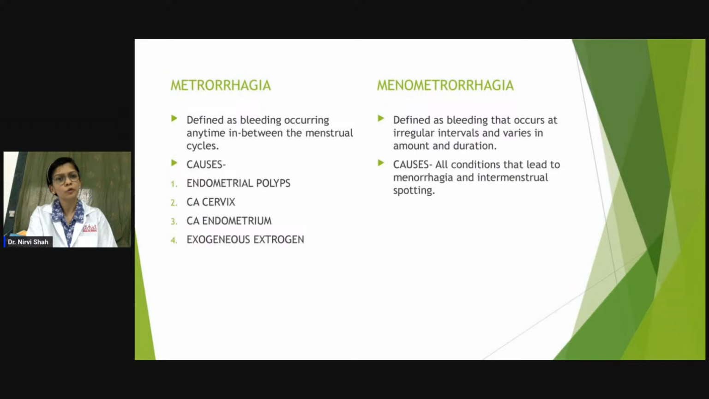Now we come to metrorrhagia and menometrorrhagia. Metrorrhagia is bleeding which occurs anytime in between two menstrual cycles. The most common cause would usually be an endometrial polyp. Of course, carcinoma of the cervix and carcinoma of the endometrium are the less common causes. In menometrorrhagia, it's also irregular interval bleeding, but the amount and duration would vary. The causes would be similar, like endometrial polyps. So now let's jump to polyp.